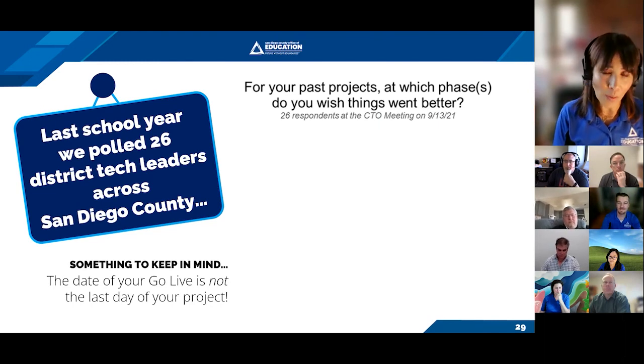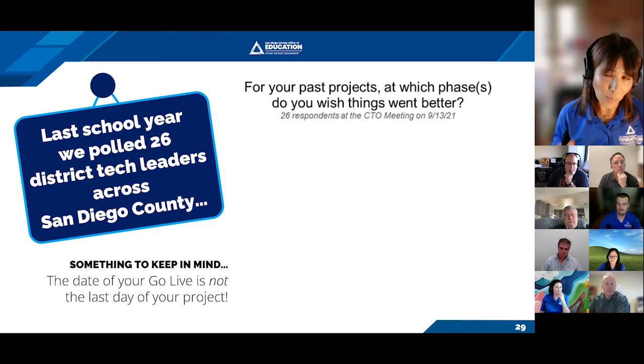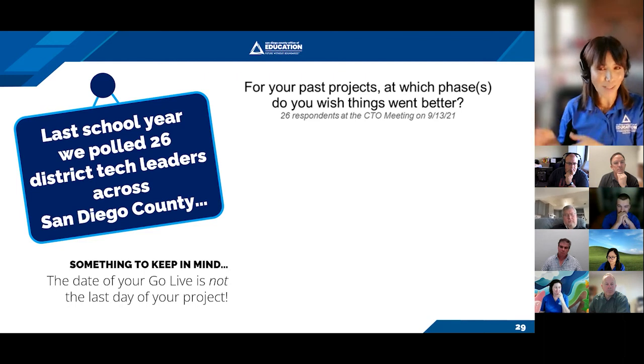First, I want to share with you a poll that we did last year. I attend the CTO meeting here in San Diego County. We've got CTO and tech leaders who attend. We're on a quarterly basis now. Last year, we were on a monthly basis. But last September, about a year ago, I reached out to all of these tech leaders and asked them, for your past projects, at which phases do you wish things went a little better? And we explained, here's what happens in planning.